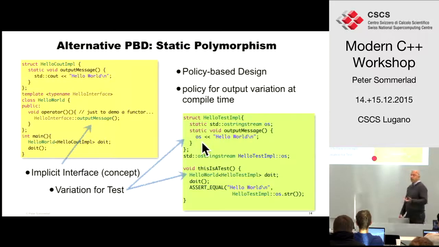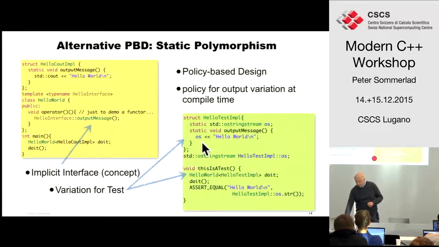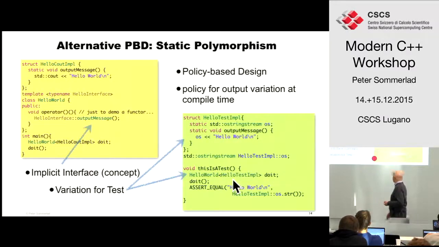We also implement a static member function called output message. It has to have the same name, otherwise it wouldn't be called from this member function here. And in our test case, we just pass in the hello test impl as a template argument and now get the other version of the code called for the test. It's more or less the same mechanism, but at compile time and not at runtime.